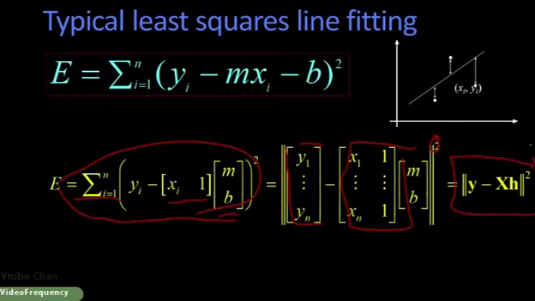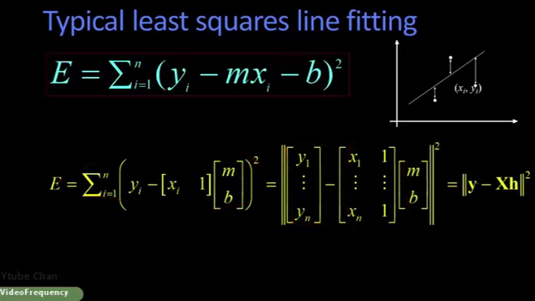So I go through all this mess to get this very simple expression, y minus xh, where the y here is this y vector. The x here is this matrix of the x and 1 for all the rows, for each of the points. And then this h, I just use h to be the parameter for m and b. So what we have is this y minus xh squared. That's our error, and what we want to do, of course, is minimize that.